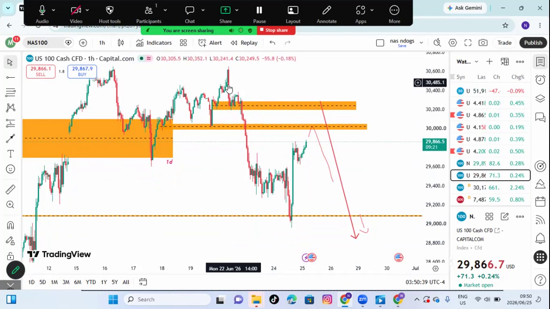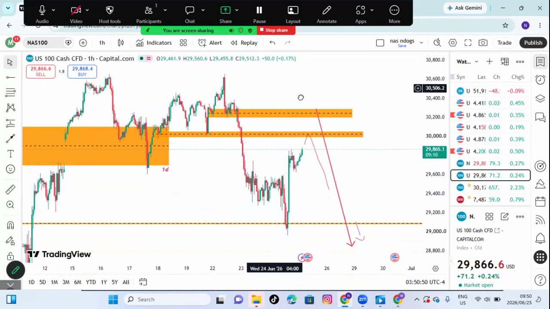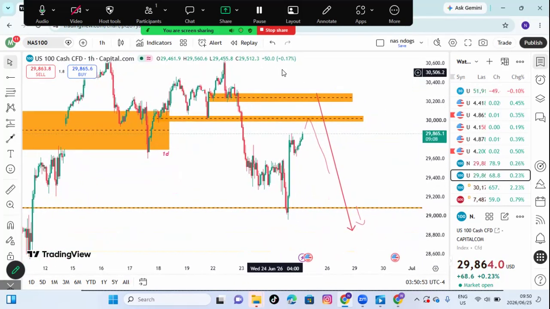It can wick above this high or not. That's not what I'm looking for. I'm just looking at, can it get here and show us a sell signal? If not, we'll wait. But that's me and that's Social Trades.